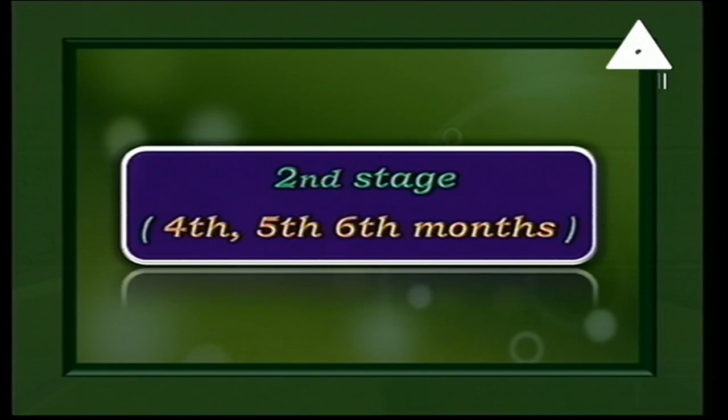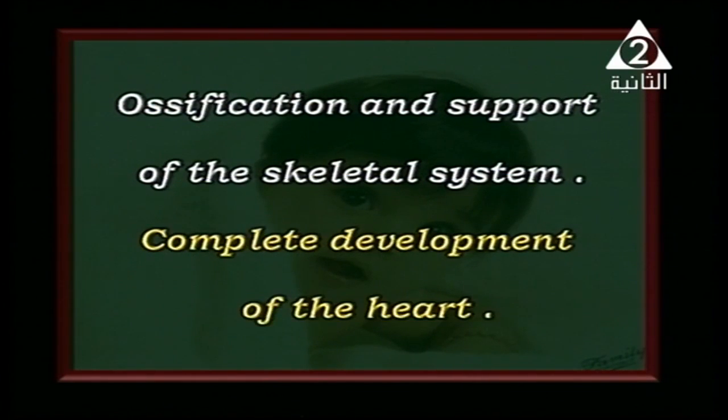After that, the second stage, the 4th, 5th, and 6th months: the ossification and support of the skeletal system. Ossification means the deposition of calcium inside the bones, okay? Strength of the bone. This is ossification and support of the skeletal system. Complete development of the heart. So in the first stage the heart just starts to develop, while in the second stage there is complete development of the heart.